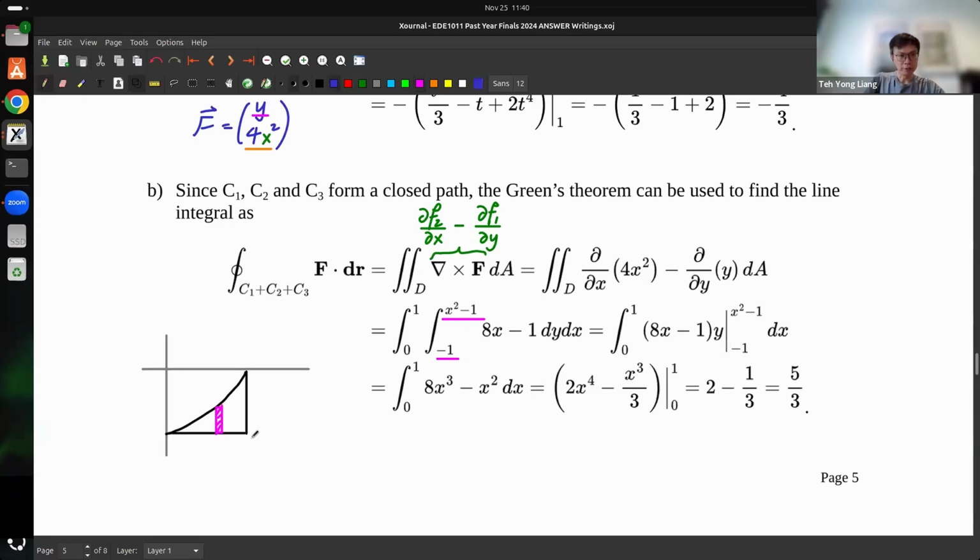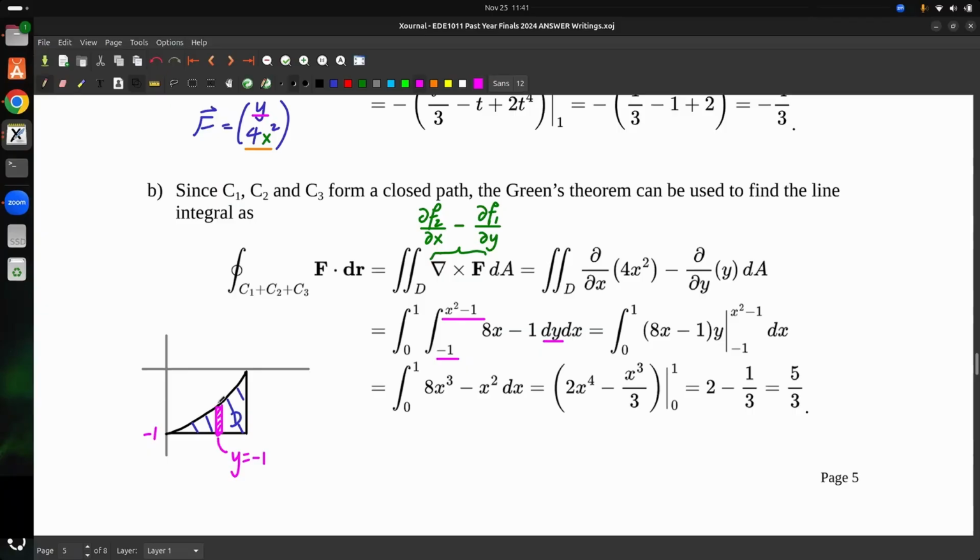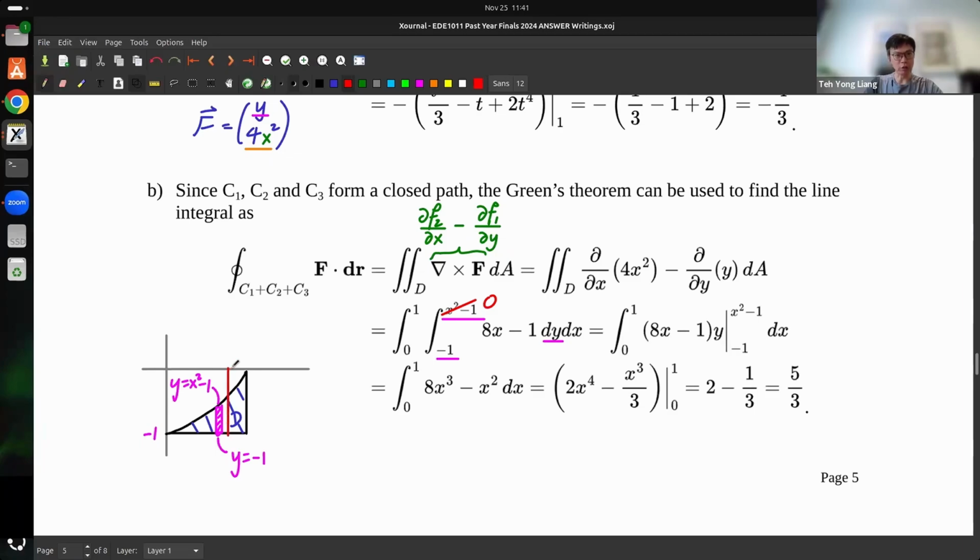This is my domain D. Okay, the whole triangle, almost triangle shape. So this is minus 1, right? So the lower limit, because you integrate with respect to y first. So that means the lower limit must be y equals to minus 1. Correct or not? You are using vertical element. Then this upper limit must be what? Your element is going to be y equals to minus 1 to y equals to 0, you know. Then this is your element.